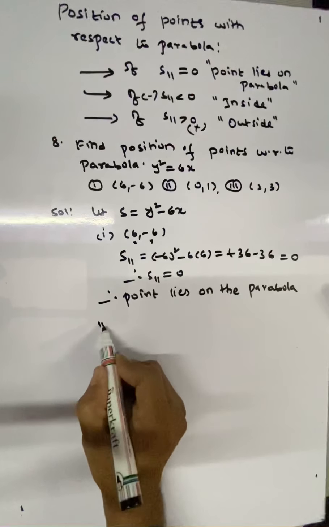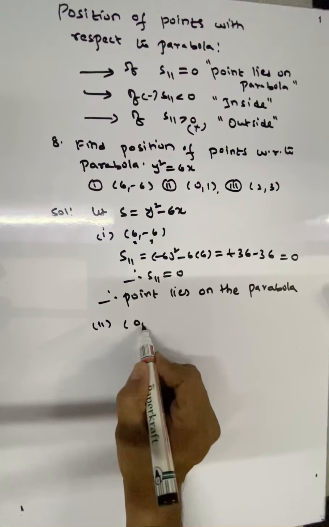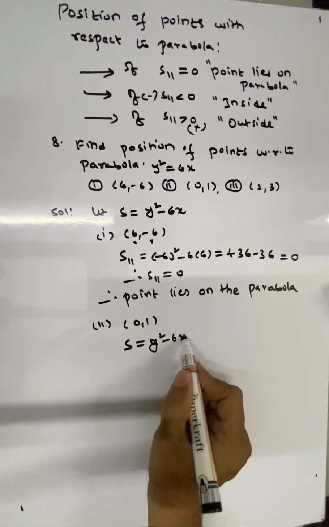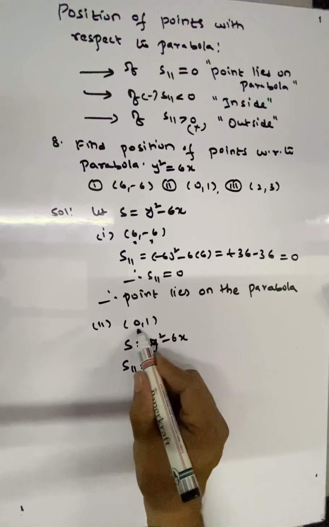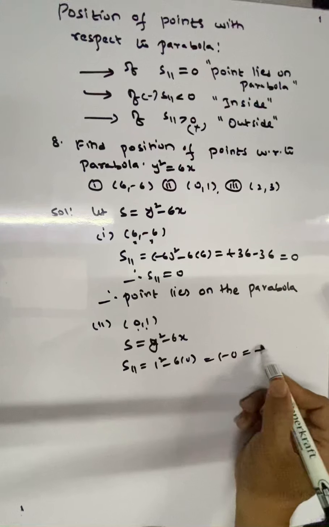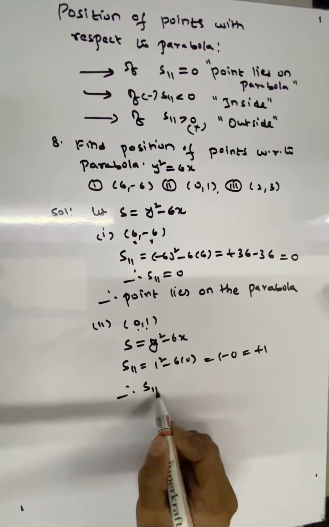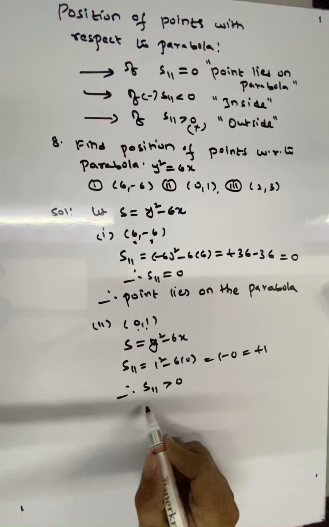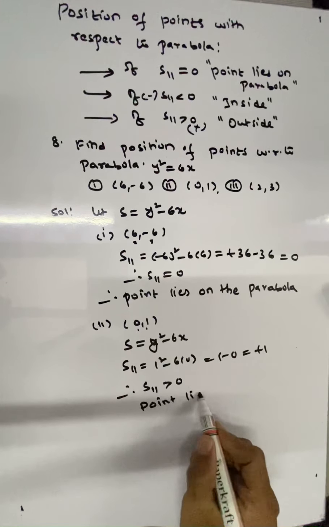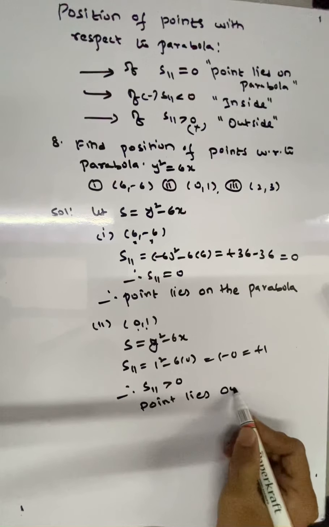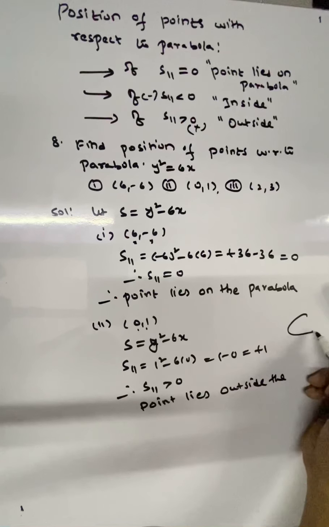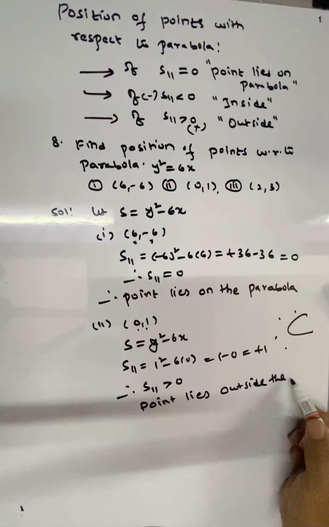Now the second point. S remains the same, but the second point is 0 comma 1. We write S equals y square minus 6x. S11 is 1 square minus 6 into 0, so 1 minus 0 is 1, plus 1. Therefore S11 is greater than 0. If S11 is greater than 0, a positive value, we can say the point lies outside the parabola. Suppose this is the parabola, the point lies anywhere outside the parabola.